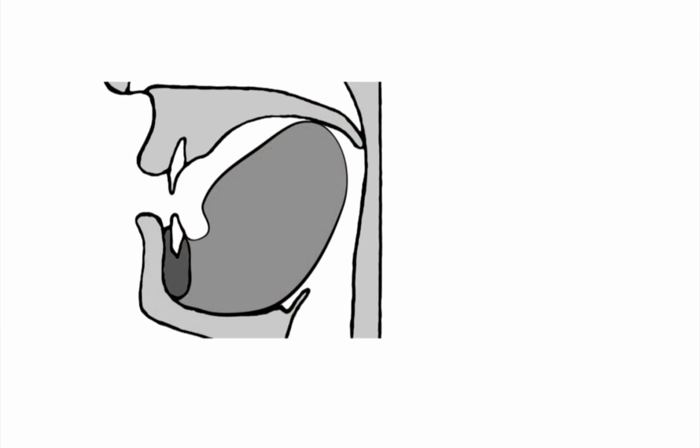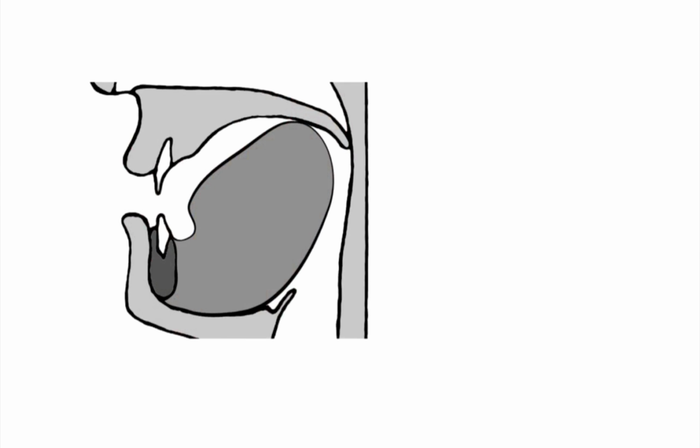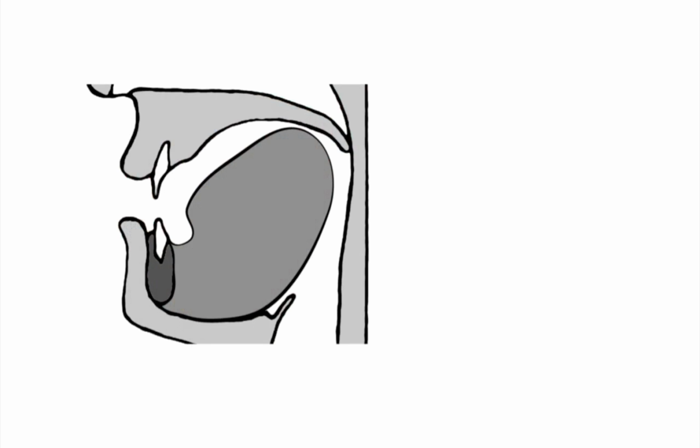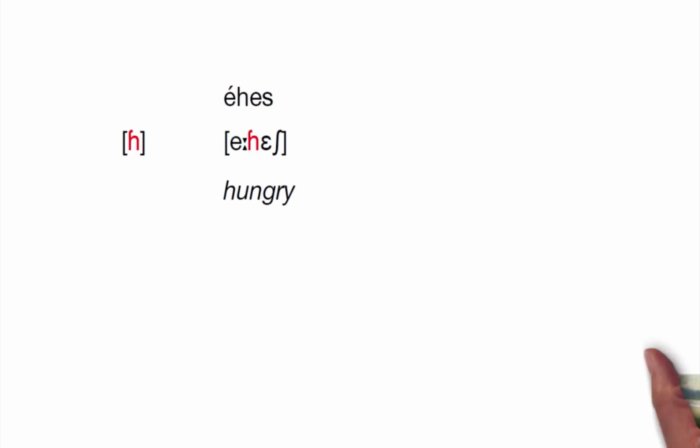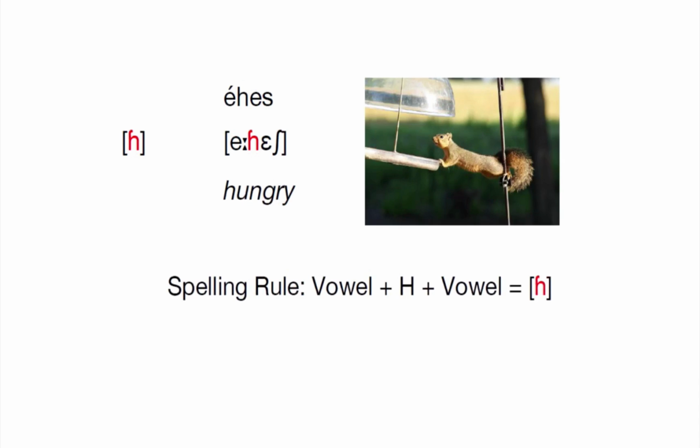To make this sound, bring your tongue up near where you'd say K, but instead of touching your soft palate with the back of your tongue, just get close to the soft palate and let air squeeze by. That gives you potro. Our last special version of H occurs when you have an H surrounded by 2 vowels.